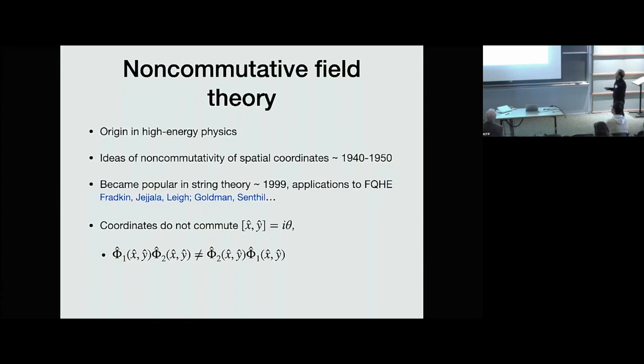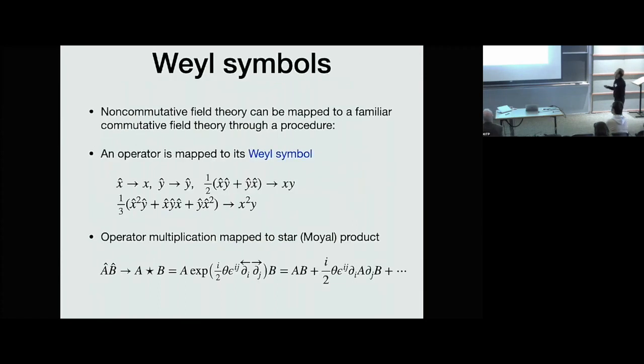In non-commutative field theory, the coordinates do not commute, and so when we write down phi1 times phi2, we have to be careful whether it is phi1 phi2 or phi2 phi1. One popular way to deal with non-commutative field theory is to map it to the usual commutative field theory through a very well-defined procedure in which any operator is replaced by its Weyl symbol. So, for example, operator x would be mapped to just a number x, or the anticommutator of x and y mapped to xy, etc.